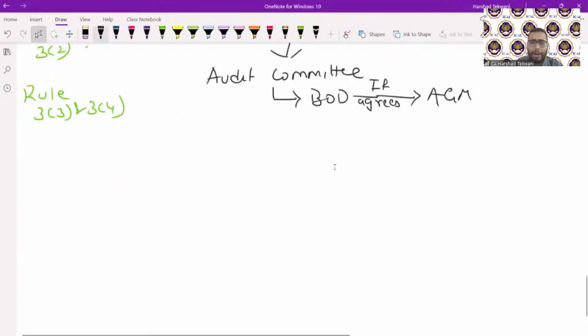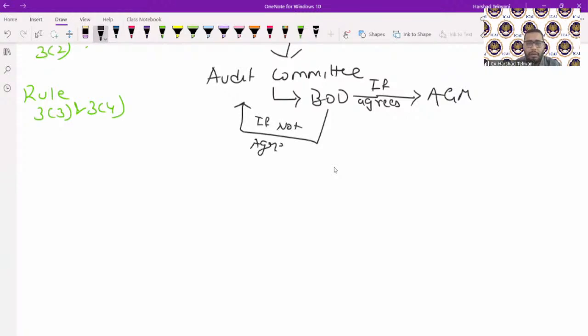What if the BOD does not agree? What if it says no, the name suggested by the audit committee is not appropriate? Then the board can send back the recommendation to the audit committee: please consider this, these are the reasons why we are not agreeing.